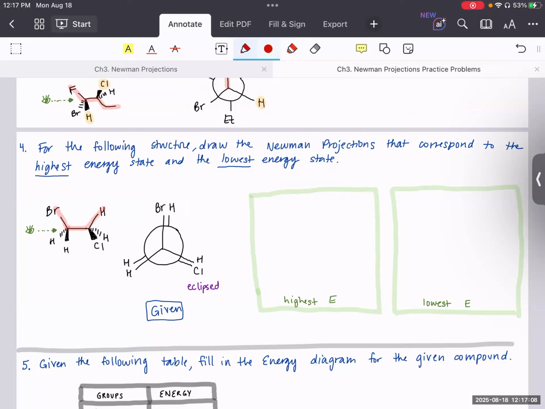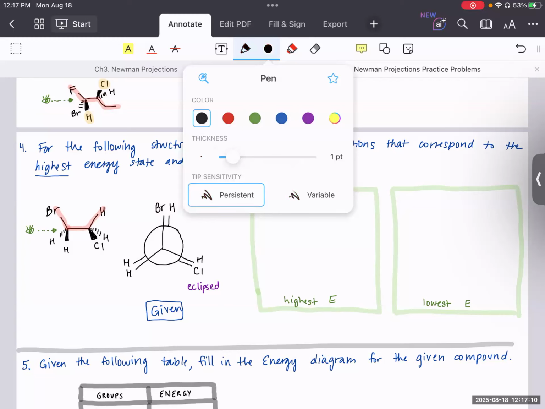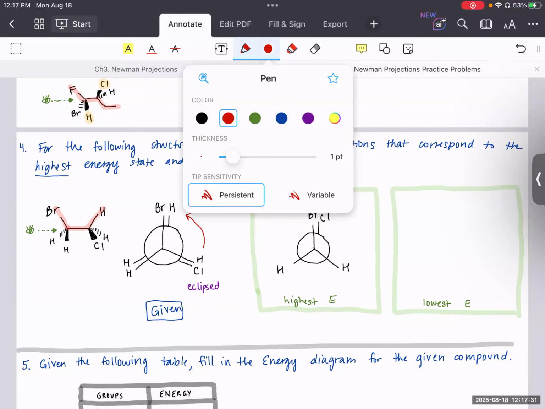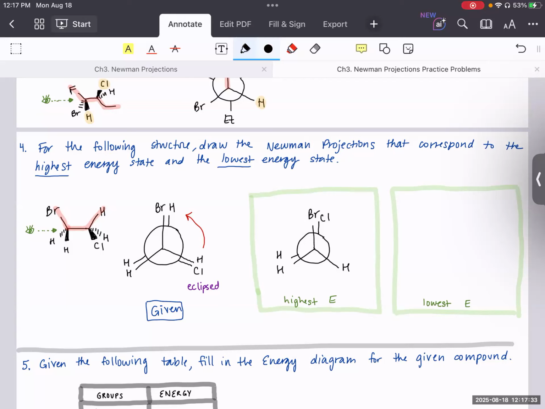And so to get that, we're going to keep that front carbon the same. So we'll have our bromine pointed up, those two hydrogens to the side. And then next, we would want to place this chlorine facing up, and then rotate all the other groups that same amount. So basically, they're all going 120 degrees here. And so those two hydrogens will end up aligning with the other hydrogens. And so this would be our highest energy conformation here.